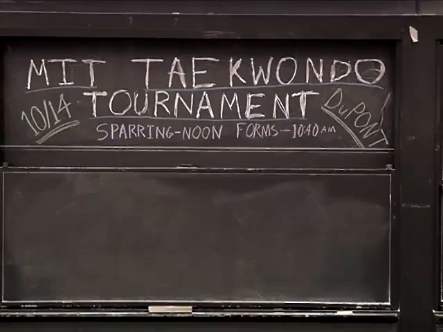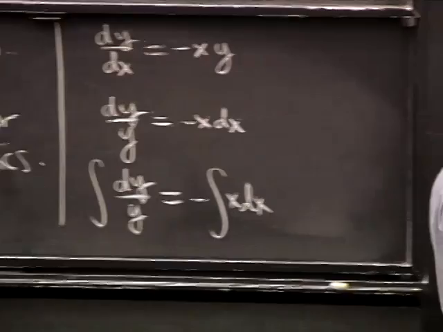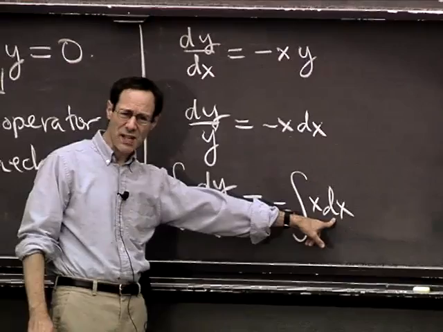Okay, anyway, so let's go back. We want to take the antiderivative of this. So remember, this is the antiderivative. This is the function whose derivative is 1 over y. And now there's a slight novelty here. Here we're differentiating the variable as x, and here we're differentiating the variable as y.